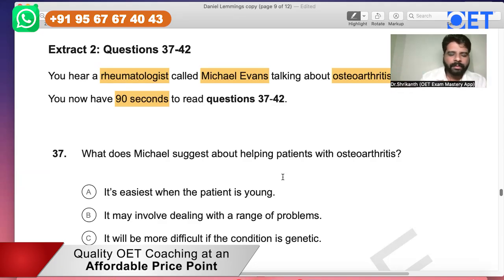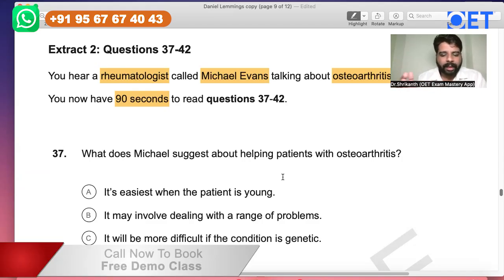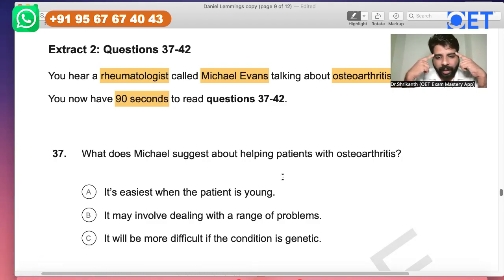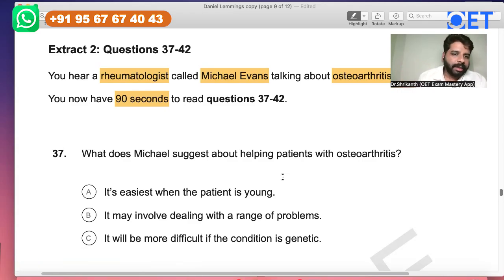You tell yourself, okay, I'm here in the second extract of listening part C and I have 90 seconds. So let me think very clearly, because the more clarity I have, the more quality of thinking I'll have. The more quality of thinking I have, the better my judgment quality is going to be. And if I am able to judge the information better, I'm going to select the correct answers more easily.